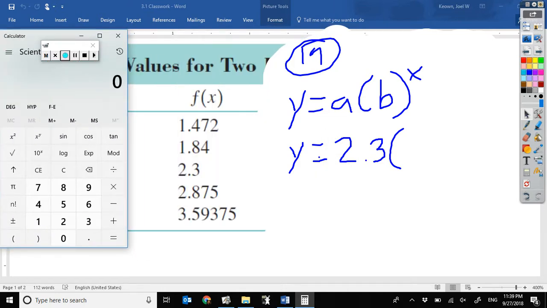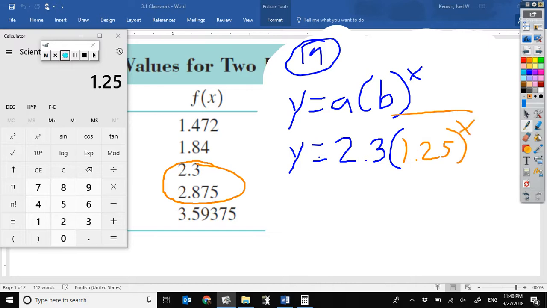Okay, so I'm going to pick two numbers. Doesn't really matter which two numbers. I'll go with these two. I'm going to type in the second one, which is 2.875 divided by the previous one, 2.3. And I get 1.25, which is my B, 1.25. And that is my exponential equation or function.